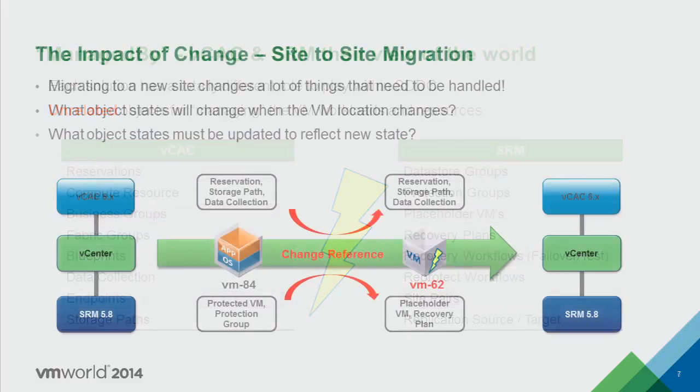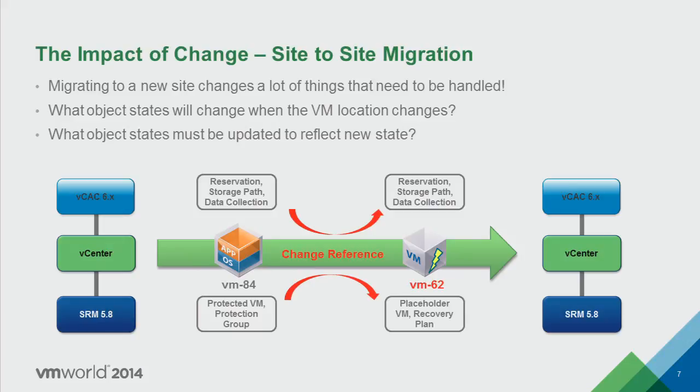So if we take a look at what changes when we go across sites, as I said a second ago, in VCAC, when you provision a workload, you essentially associate it with a reservation. And that reservation, like I said, is associated with a cluster, which is associated with an endpoint. But when you move those things around, that reservation will essentially break. And we'll take a look a little later at why that is.